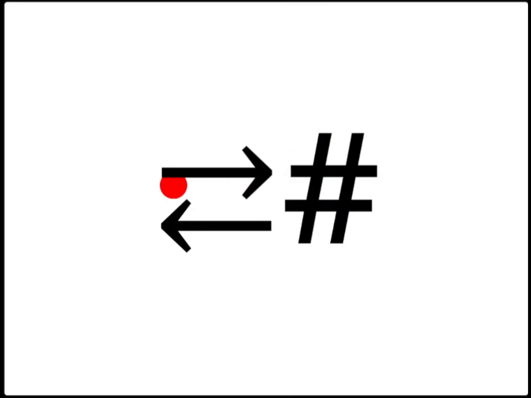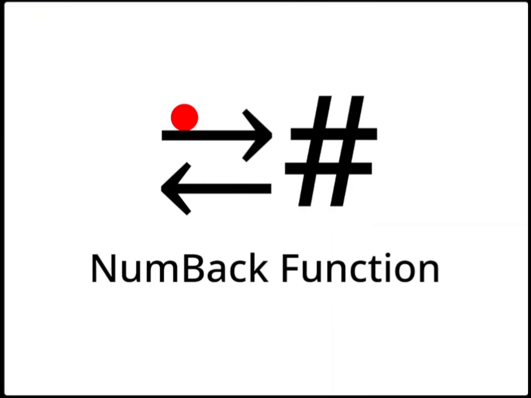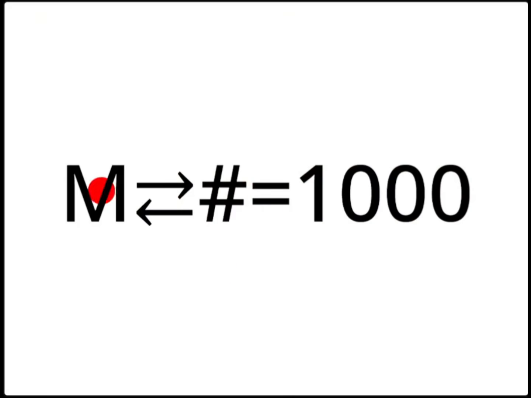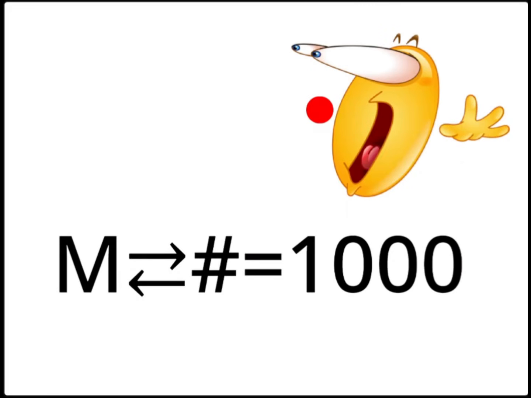So what are we gonna do with this period though? So this is the numback function. It's really simple. It just converts a Roman numeral into a number. That's it. There's nothing more to it. For example, M numback is 1,000. So wow, that's very cool.